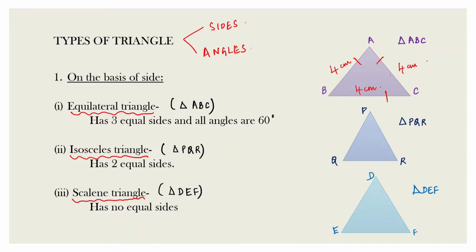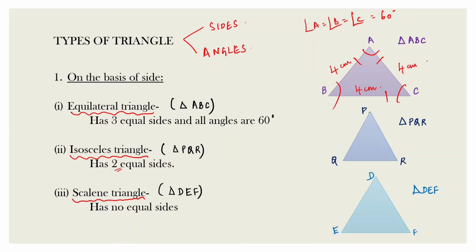Also, in an equilateral triangle, all 3 angles, that is angle A, angle B and angle C, will be equal and it will be equal to 60 degrees. Next, let's look at isosceles triangle. Isosceles triangle is a triangle which has 2 equal sides.